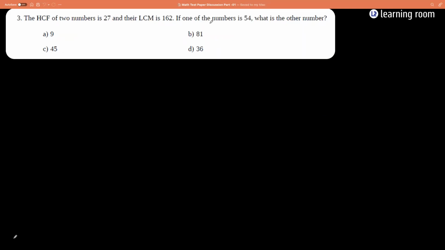Correct. Next. The highest common factor of two numbers is 27 and their LCM is 162. If one of the numbers is 54, find the other number. What is the answer? 27 into 162 divided by 54. Answer will be 81.